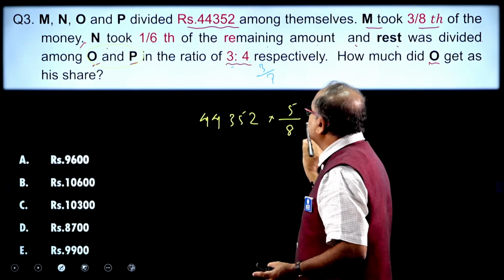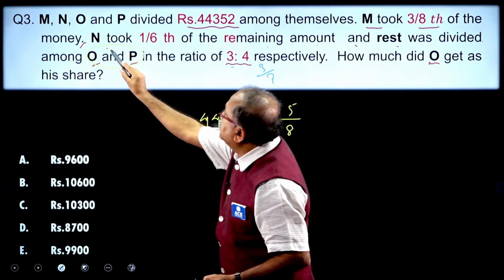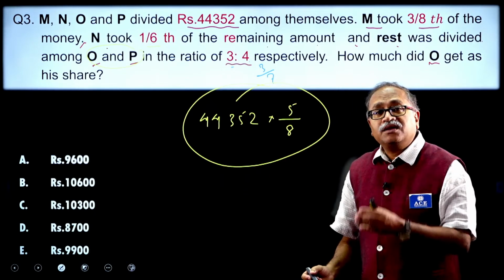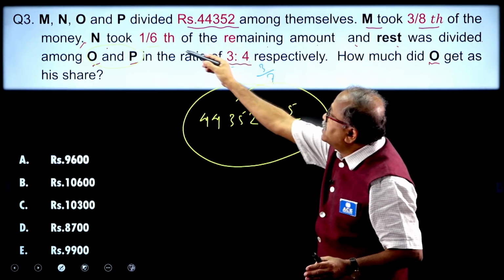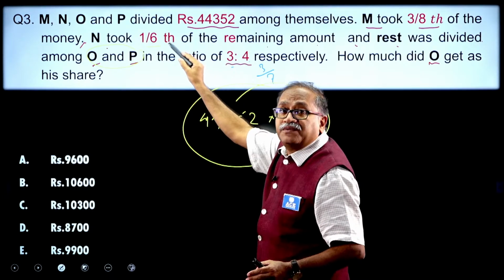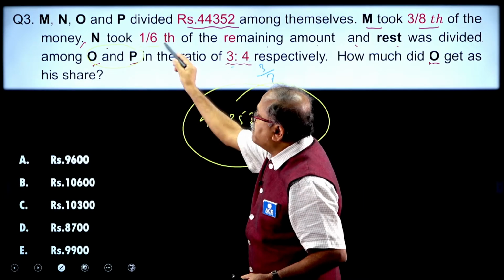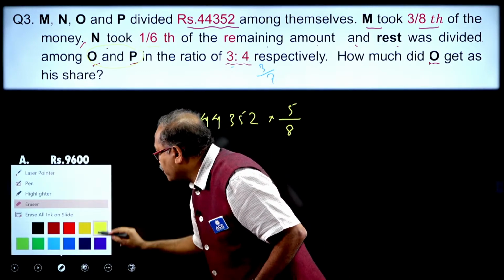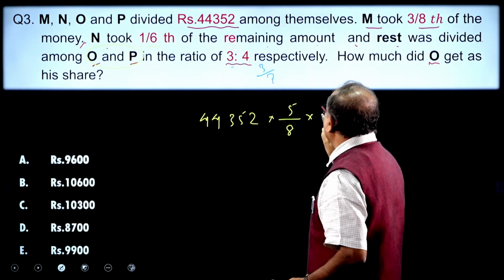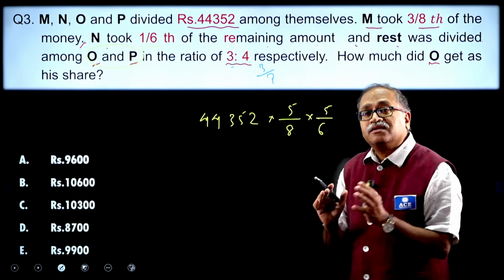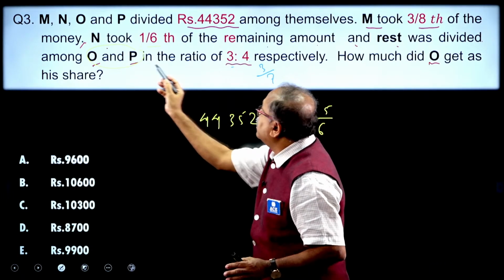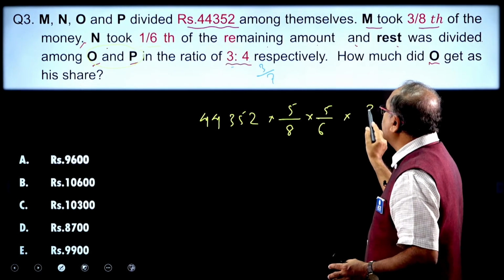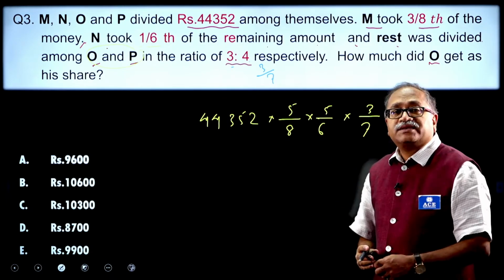So, 5/8 is left, and after that N took 1/6 of the remaining. If he takes 1/6, what is left? 6 minus 1, that is 5/6 left. So, now take this as 5/6. This is the money that is left, and this money is divided between O and P in the ratio of 3:4. That means from here O will be getting 3 parts out of total 7 parts.